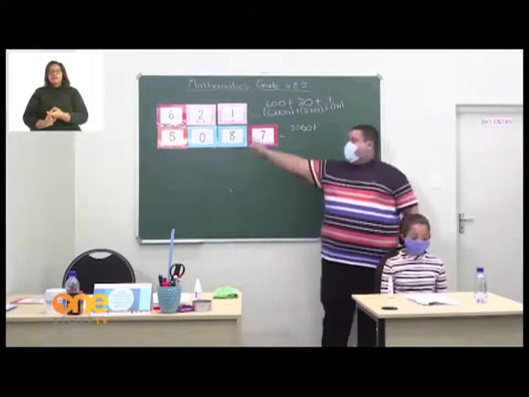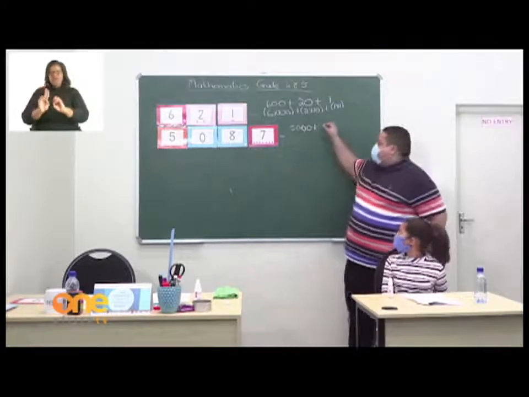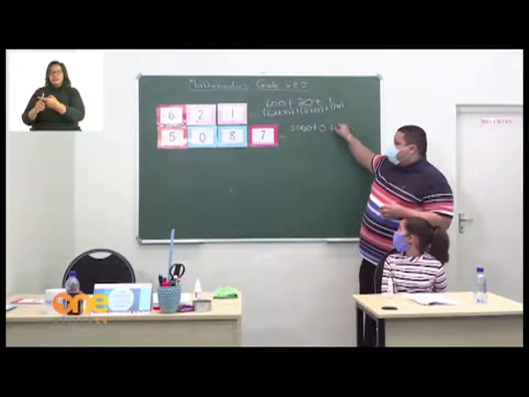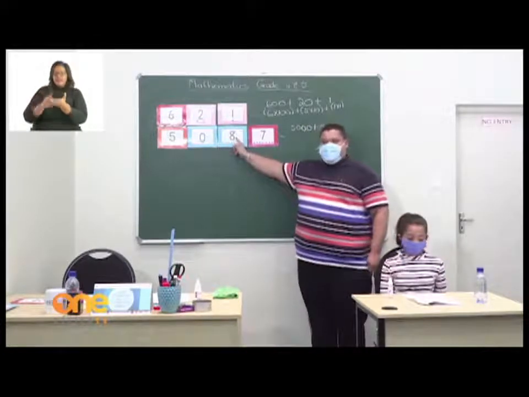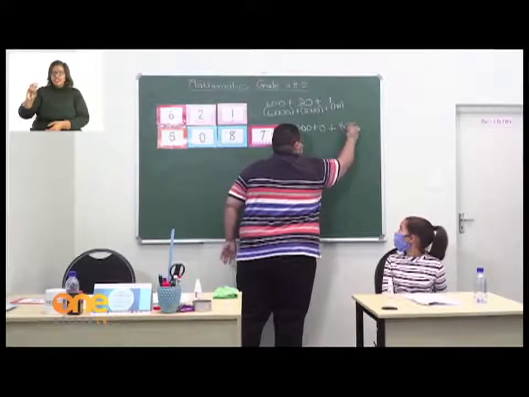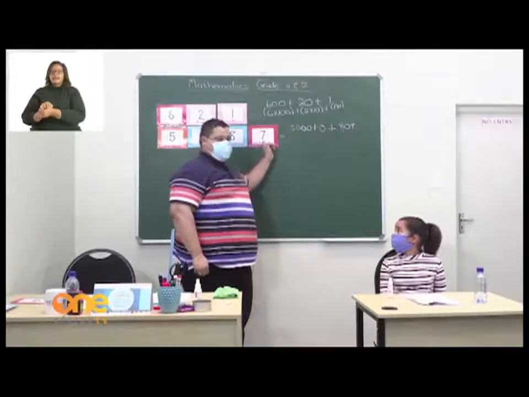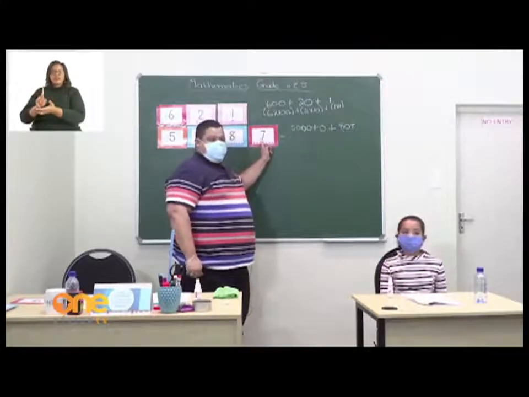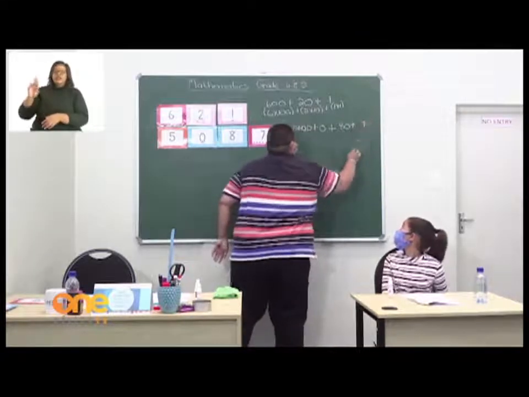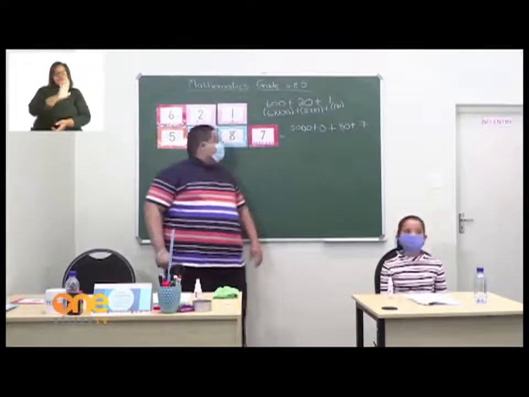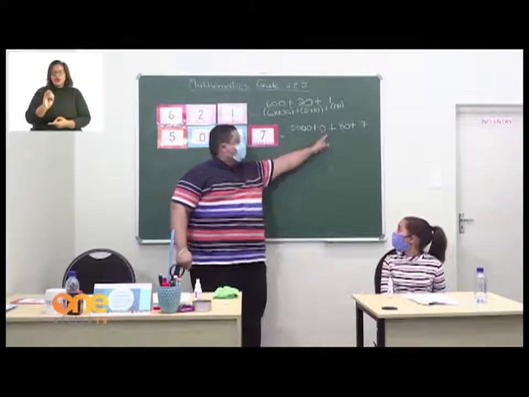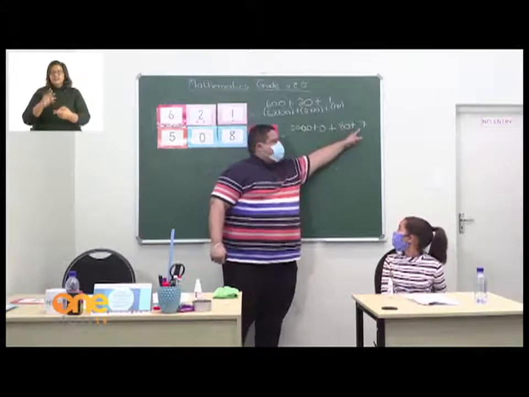Plus, we don't have any hundreds, so we write 0. Then we go over to the 8. What is the value of the 8? The 8 is in the place of the 10, and that gives it a value of 80. Plus, what is the value of the 7? The value of the 7 is 7, because it's in the place of the units. So 5,087 is written as 5,000 plus 0 to show that we've got no hundreds, plus 80 plus 7.